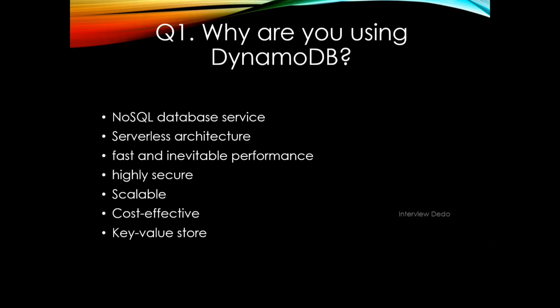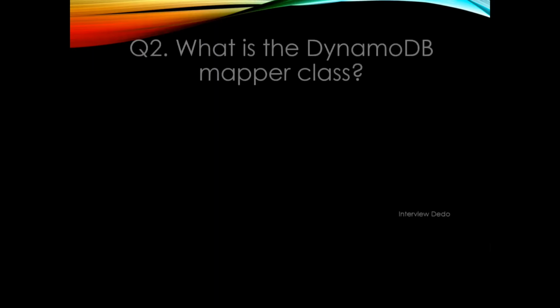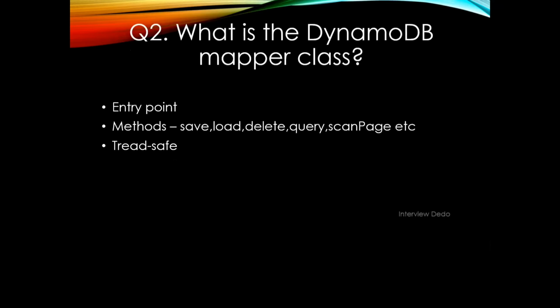Okay. Now the next question is, what is the DynamoDB mapper class? Basically, the DynamoDB mapper class is an entry point through which you can connect with DynamoDB. This class provides access to the DynamoDB endpoint. Endpoints are basically like in many AWS services, you will see an endpoint, like a VPC endpoint or S3 endpoint. They are entry points through which you can connect with that service.